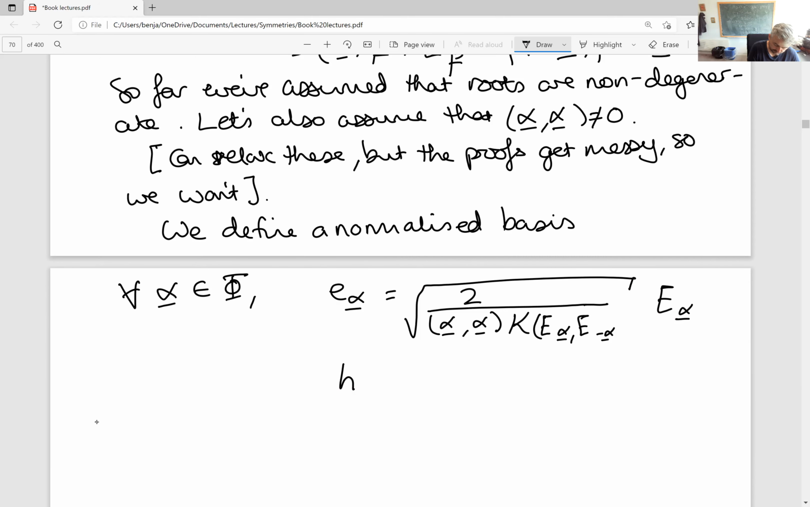And little h suffix alpha, this is a definition, is proportional to h alpha. And this is going to be 2 over the length squared of alpha. And so we can rewrite our Lie algebra just in terms of this normalized basis.